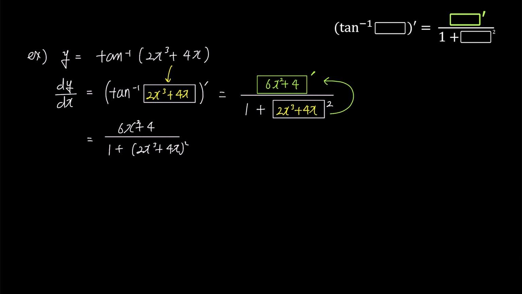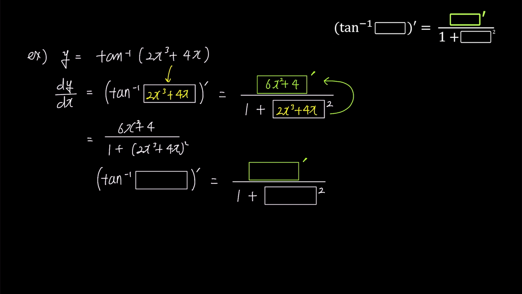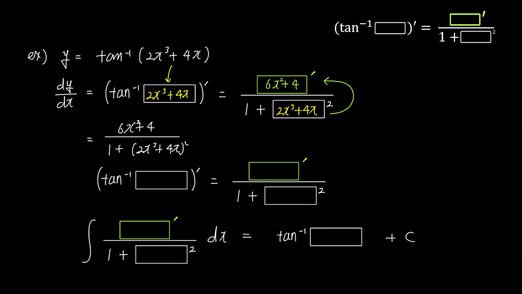Let's summarize. When differentiating inverse tangent box, we get box prime over 1 plus box squared. And conversely, when integrating box prime over 1 plus box squared with respect to x, the result is inverse tangent box plus c.